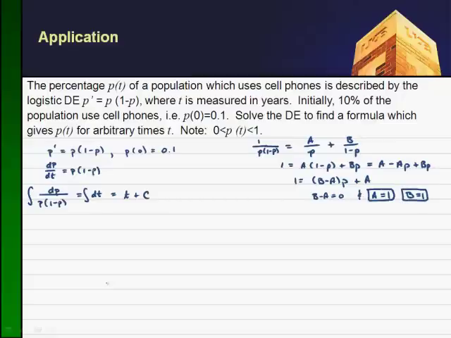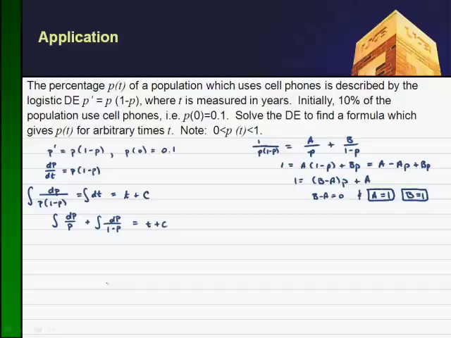So now we can go back and rewrite the left hand side here. I get the integral of A over P. Well, A is just 1, so I get 1 over P dP, so just write this dP over P plus B over 1 minus P. So it'll be plus the integral of dP over 1 minus P is equal to t plus C.